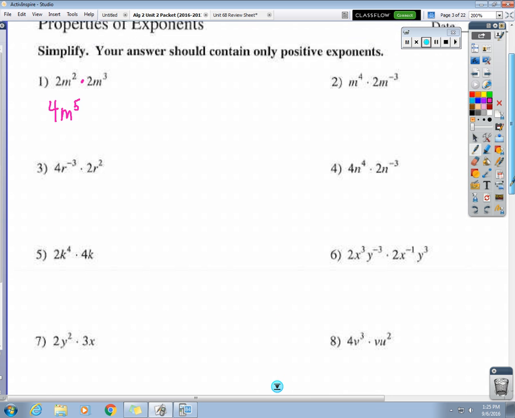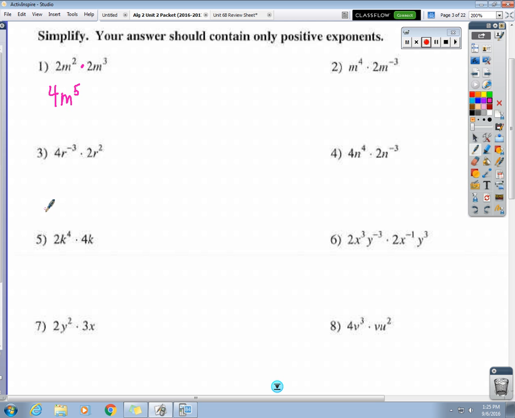Okay, so let's look at number 3. 4r to the negative 3rd power times 2r squared. First, you would multiply the coefficients. 4 times 2 is 8. And then when you have r to the negative 3 times r squared, what do you have to do with those exponents? We'll add them, right? Negative 3 plus 2 is r to the negative 1. Can we leave that as our final answer? Why not? Okay, how can we make this r to the positive 1st power?